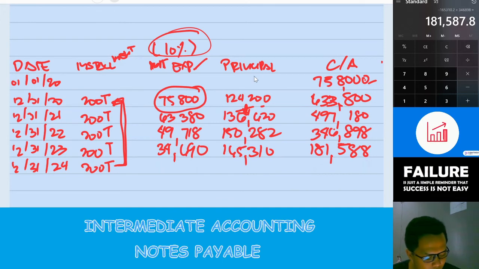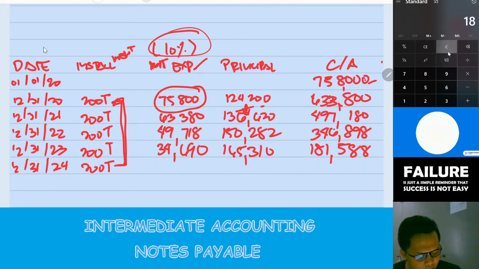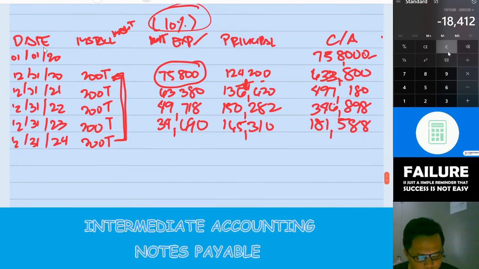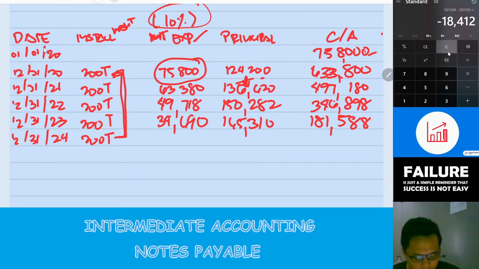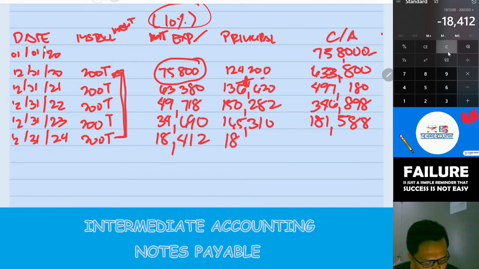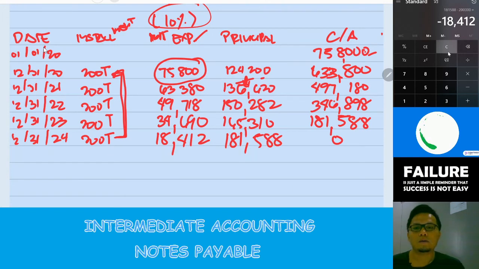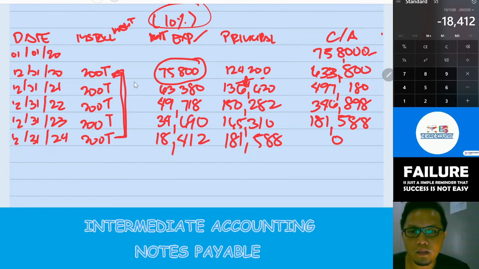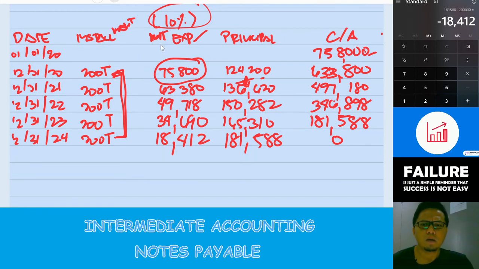we need to make sure na this is 0 dito sa last year. So, diretso na lang tayo, 181,588 minus 200,000. So, the applicable for interest as of December 31, 2024, that is 18,412. So, principal, obviously, that is 1,588. So, this is now 0. So, that is your effective amortization schedule. Okay?